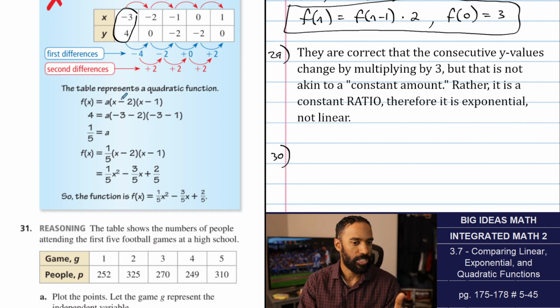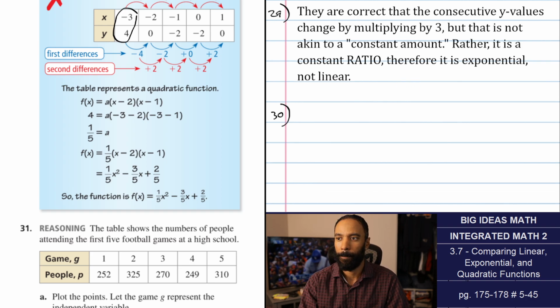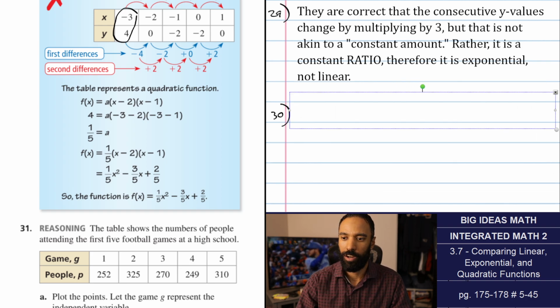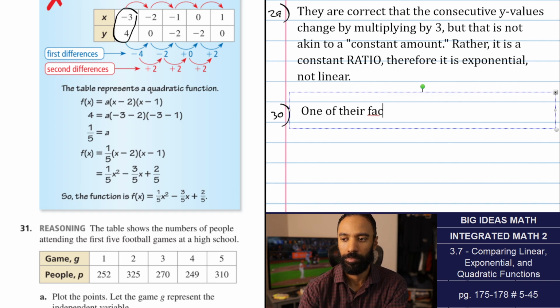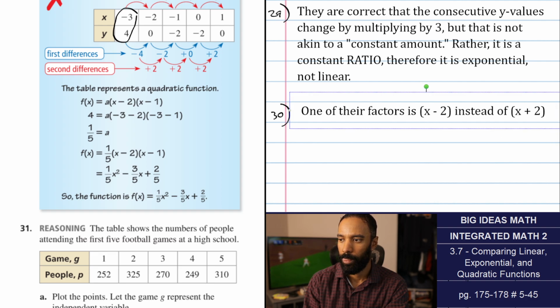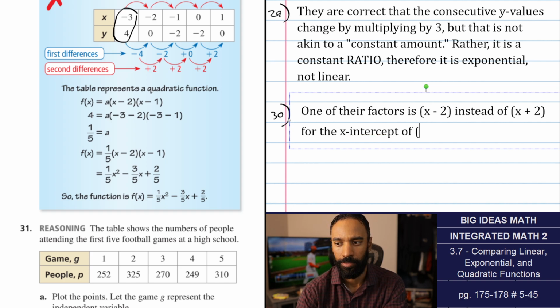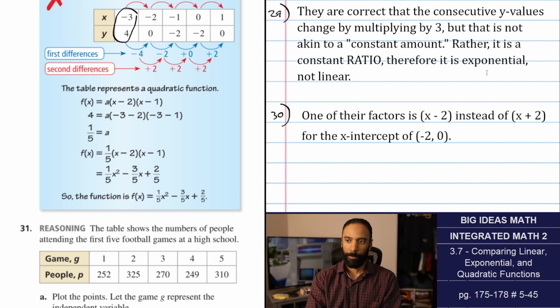Everything's good, but one exception. This should be a plus, which means it'll change this. It'll change a bunch of things, but they have one of the factors. So one of their factors is x minus 2 instead of x plus 2 for the x-intercept. See, this spacing is normal. For the x-intercept of negative 2, 0. So let's fix it.